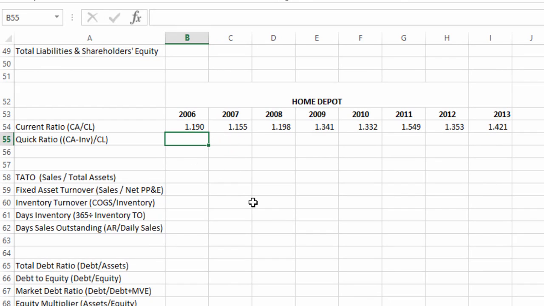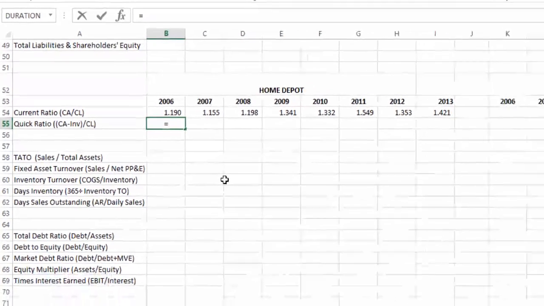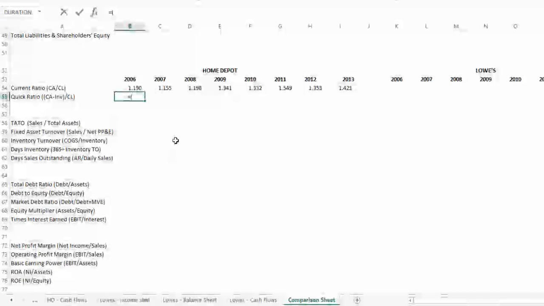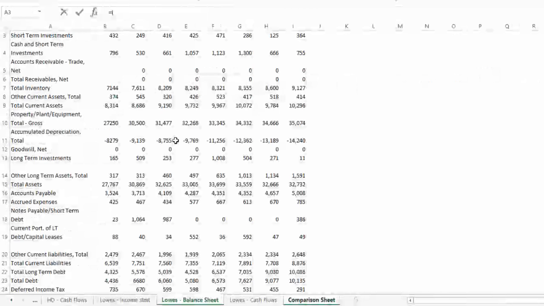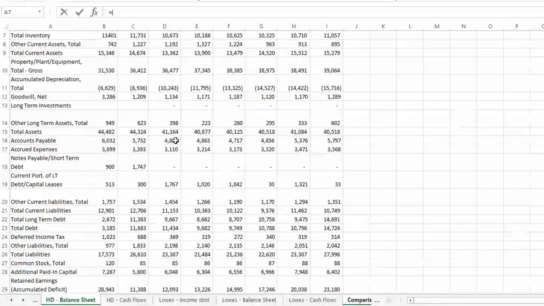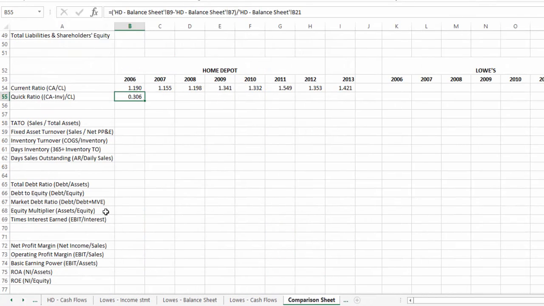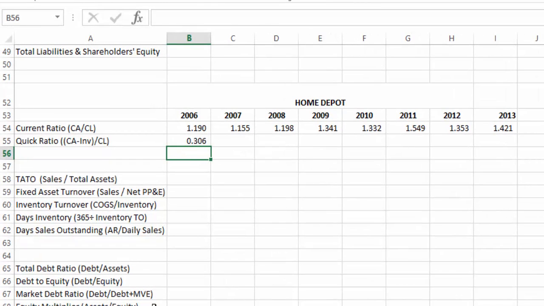The quick ratio is very similar. It's going to be the current assets less inventory, and then we're going to divide that by current liabilities. So again, I'm going to go back to the Home Depot balance sheet, and I'm going to highlight total current assets. I'm going to subtract inventory, and then divide that by current liabilities. And generally that number is going to be less. If inventory is a positive number, we're going to have a smaller quick ratio.